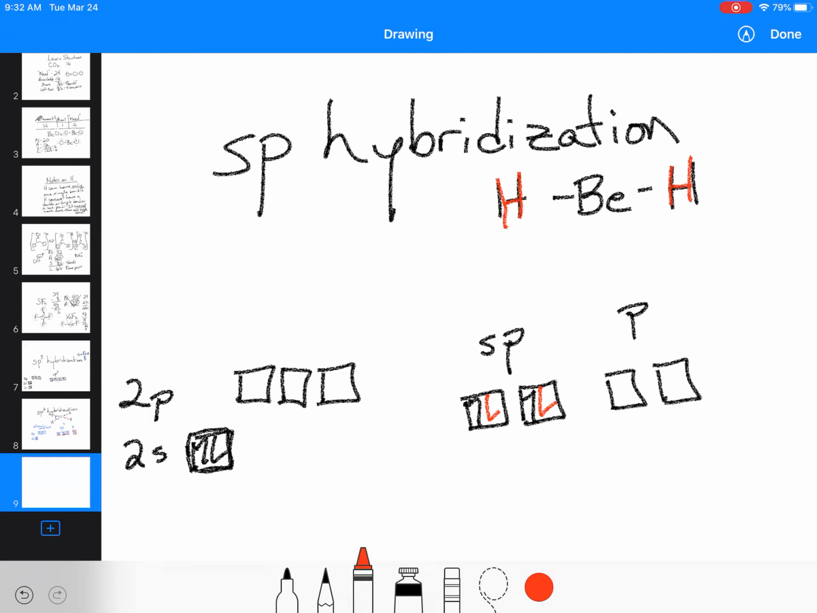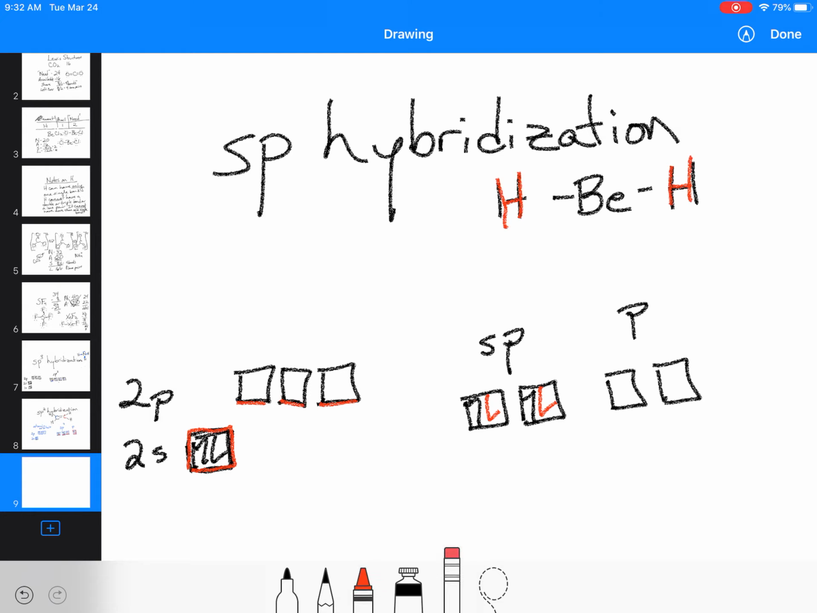sp orbitals stick straight out from each other at 180 degrees. They are linear, whereas the s orbital was a concentric sphere about the nucleus, and of course the p orbitals were dumbbell shaped on the x, y, z axes about the nucleus. The sp orbitals are similar to a p orbital, but just one single p orbital sticking straight out. So they stick out 180 degrees from each other. That's the simplest form of sp hybridization.